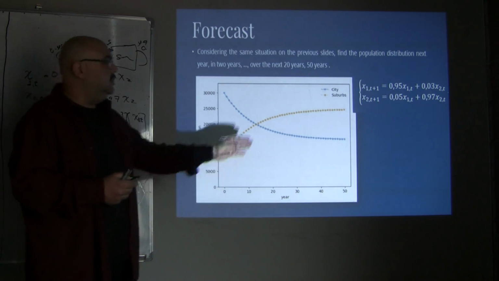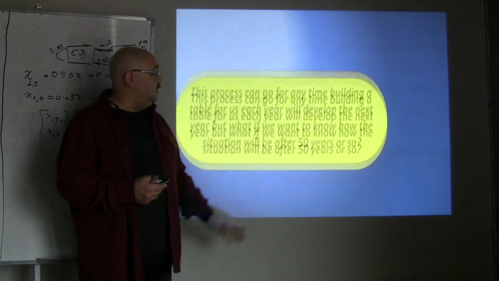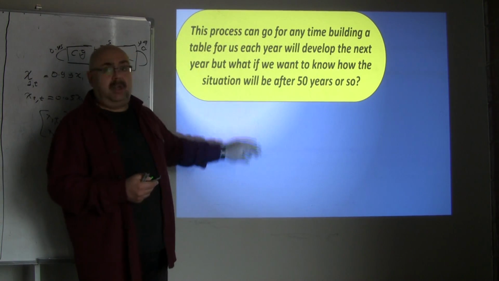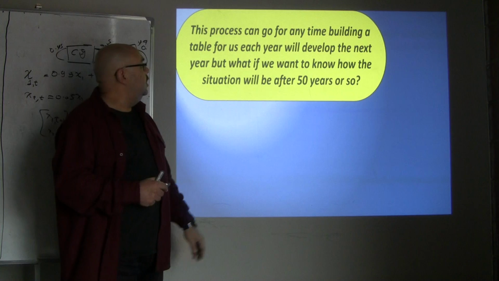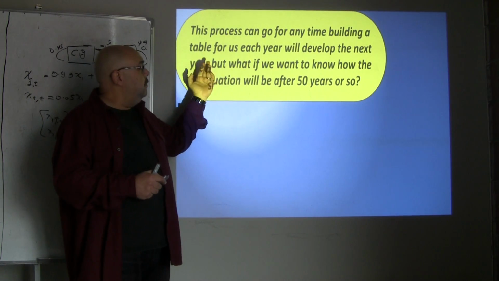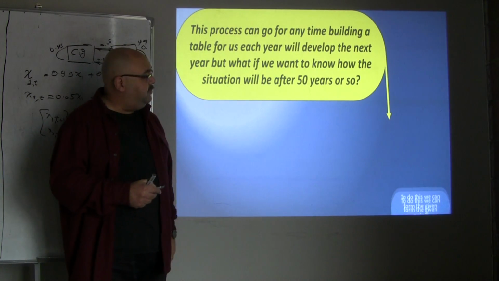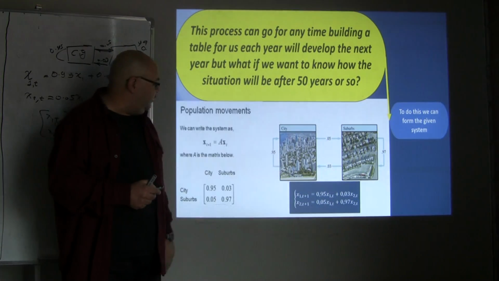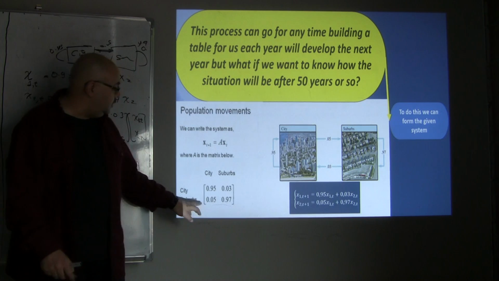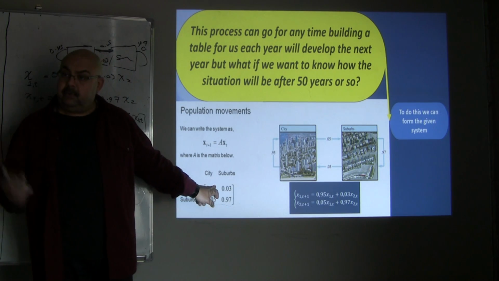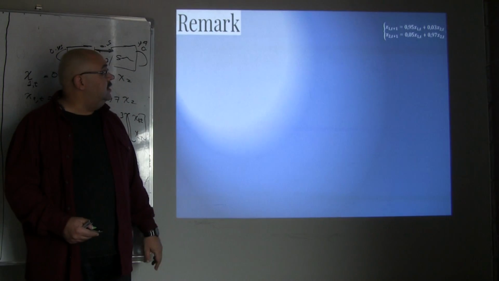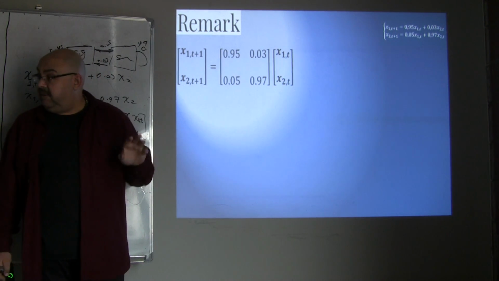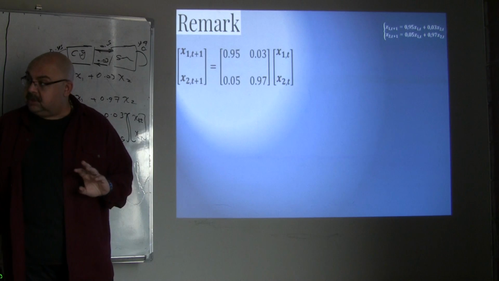Okay, very good. These are the equations, as I told you. This process can go on for any time, building a table for us if I want to make these substitutions. Each year will develop the next year, but what if we want to know the future? In this case, we will have to use the system of equations that I told you about. This is the matrix that we already formed, you know how to form it. And now we can find the following. That's an evaluation of the previous results using matrices.